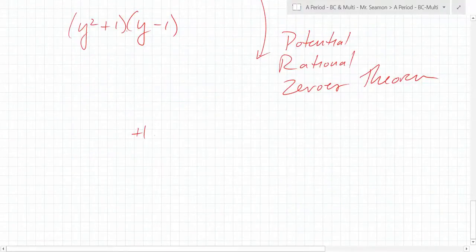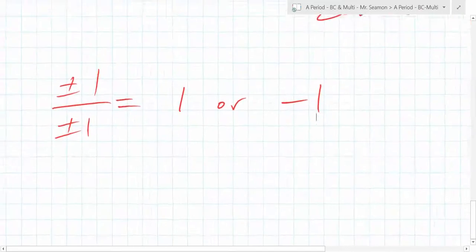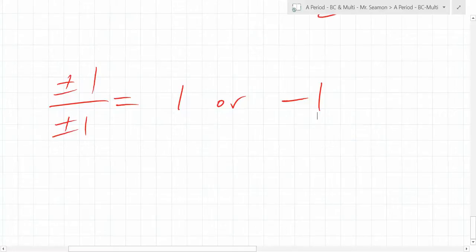You have plus or minus 1 over plus or minus 1. How many different numbers is that? 1 or negative 1. Those are the only potential rational zeros. If this polynomial has a 0, that's where it crosses the x-axis, it can only occur at 1 or negative 1 if it has a rational 0 at all.